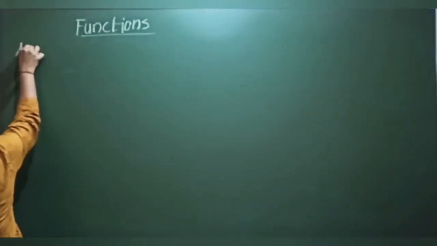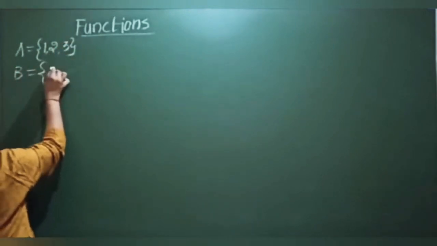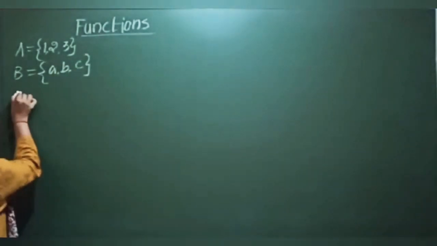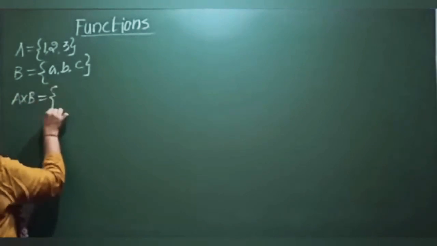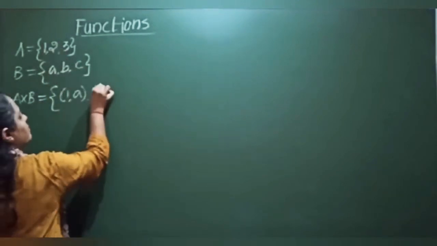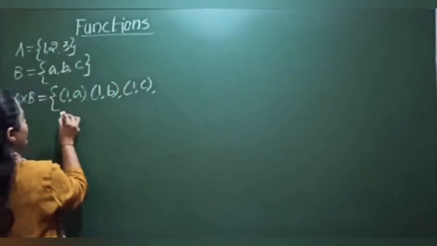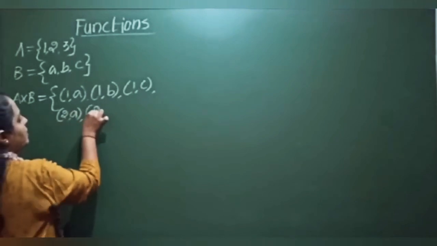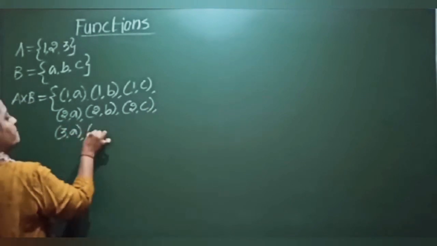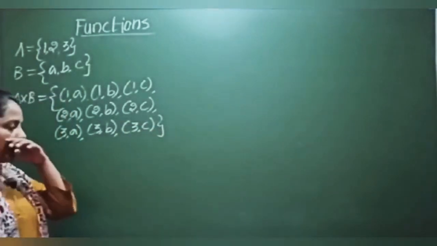Set A has elements 1, 2, 3, and set B has elements a, b, c, and I'm going to write the Cartesian product of two sets as A cross B. So A cross B has elements (1,a), (1,b), (1,c), then (2,a), (2,b), (2,c), and next (3,a), (3,b), (3,c). This is the Cartesian product of two sets.